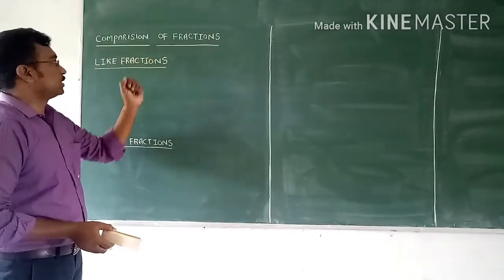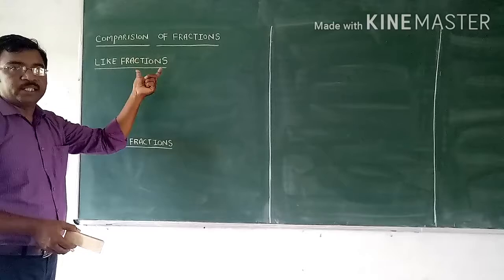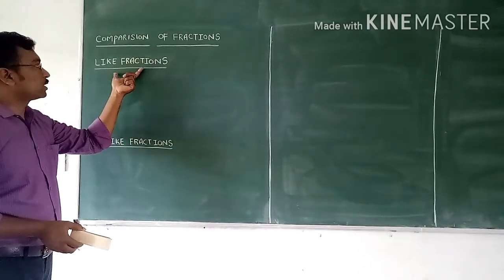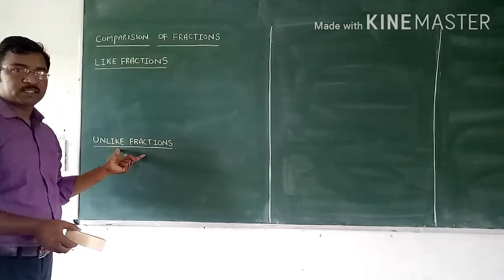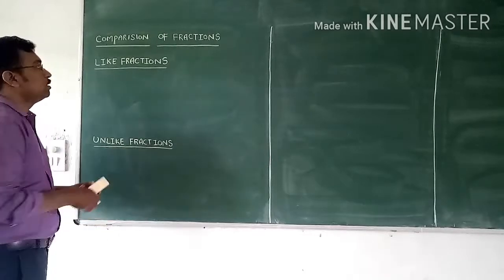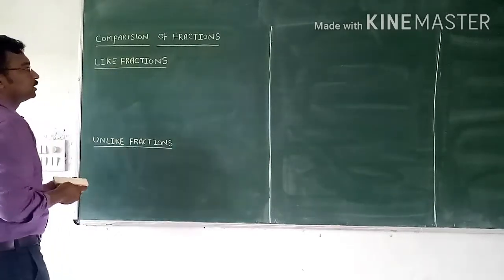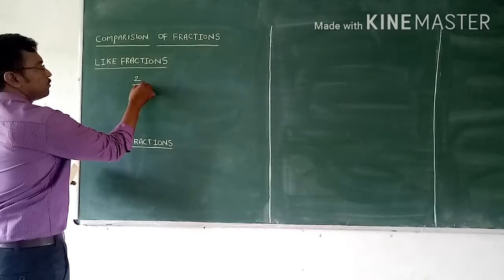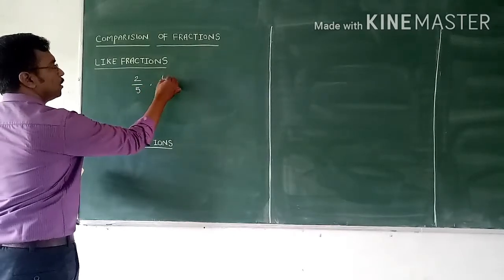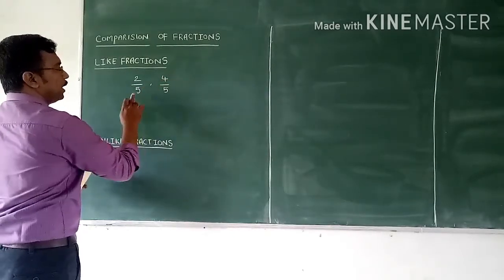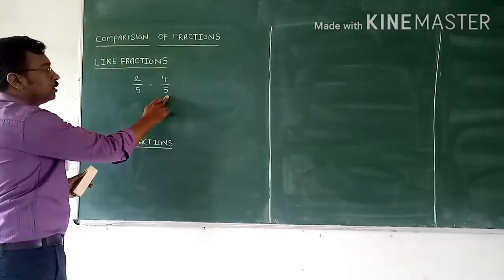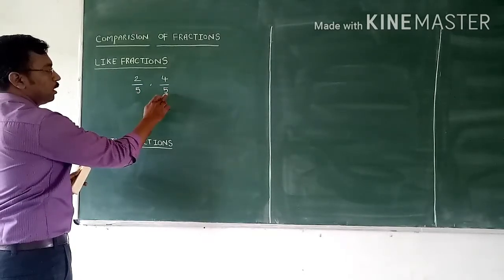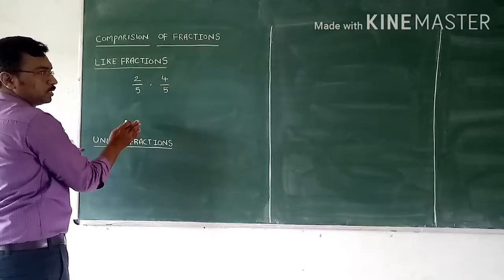Comparison of fractions. In this comparison also we take two types, that is for like fractions we compare, and for unlike fractions also we are going to compare here. First of all, I am taking two like fractions here, 2 by 5 comma 4 by 5. Denominators are having the same number, so these two are like fractions.